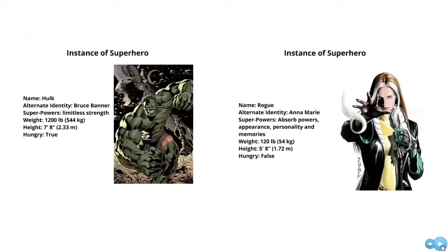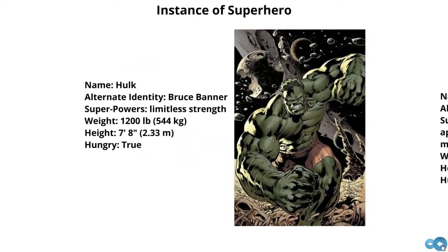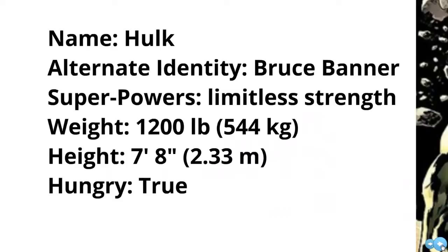So here we have two instances of the superhero class, one of them describing the Hulk and the other one describing Rogue. If we look at Hulk, in terms of its data, we would have its name being Hulk, alternate identity being Bruce Banner, superpowers, it's got unlimited strength, its weight, 1,200 pounds, height, 7'8", hungry, maybe he's hungry for whatever reason. So all these things would be associated with a specific instance of the superhero class.